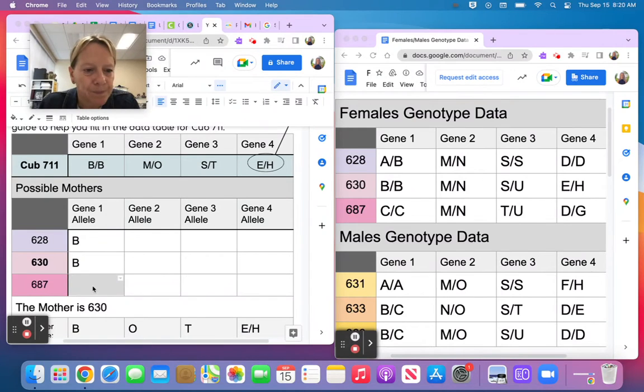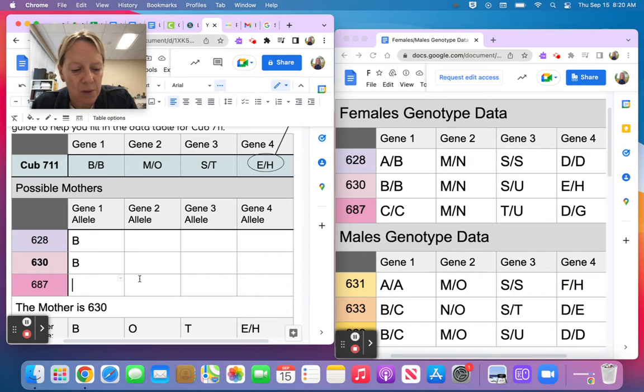687. This lion had a C and a C. So this lion can't be cub 711's mother because this lion only had C alleles, and the cub had to get those B alleles, one from mom, one from dad. Since this lion could only give C alleles to her babies, this can't be that cub's mom. So we're going to put an X in that box, okay?